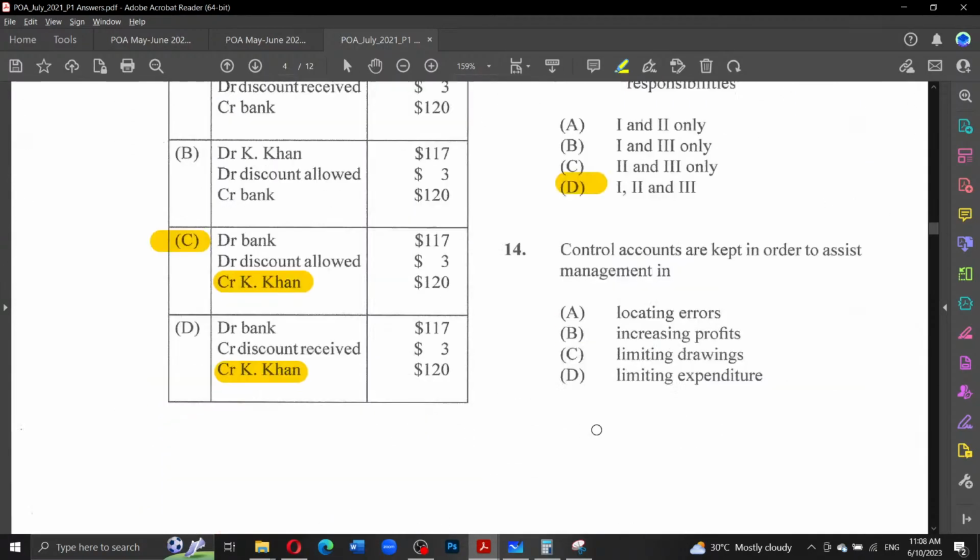Control accounts are kept in order to assist management in locating errors. That's true. Increase in profit, not necessarily, not at all. Limiting drawings, definitely no. Limiting expenditure, no. The answer is A. Control accounts are basically used here to see that the double entry of receivables and payables are correct. So basically you're locating errors.